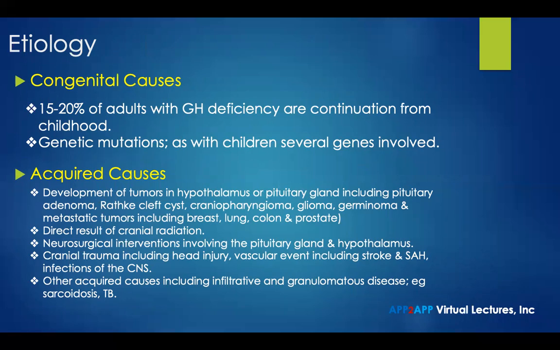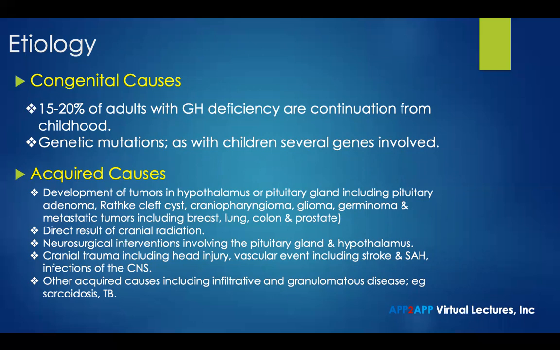Etiology: in 15 to 20% of adults with growth hormone deficiency, this is a continuation from childhood. And as with the pediatric population, there may be genetic mutations that are the cause of the growth hormone deficiency. Acquired causes include the development of tumors within the hypothalamus or the pituitary gland, including pituitary adenoma, Rathke's cleft cysts, craniopharyngiomas, gliomas, germinoma, and metastatic tumors, including breast, lung, colon, and prostate.